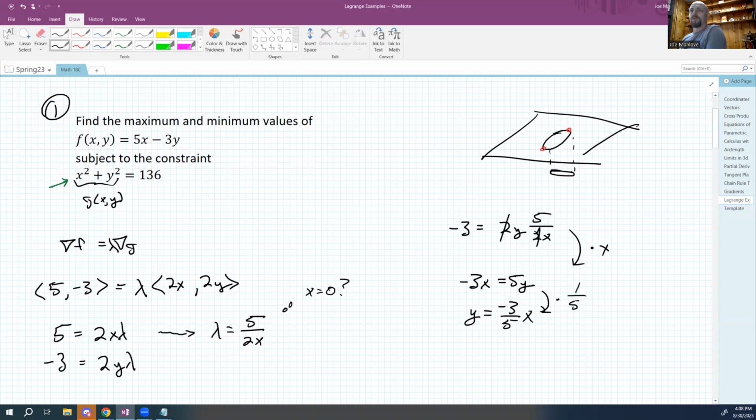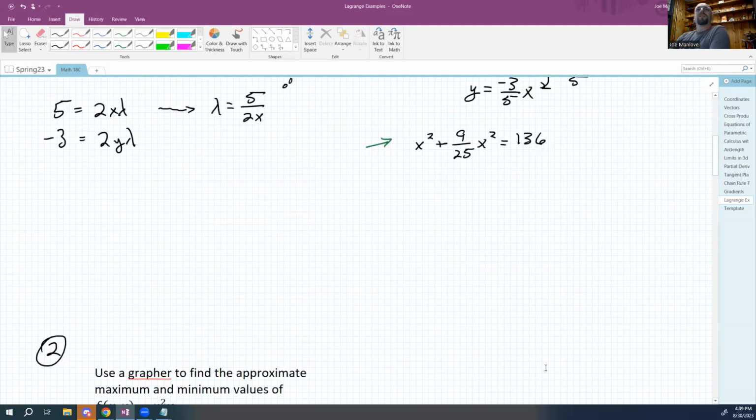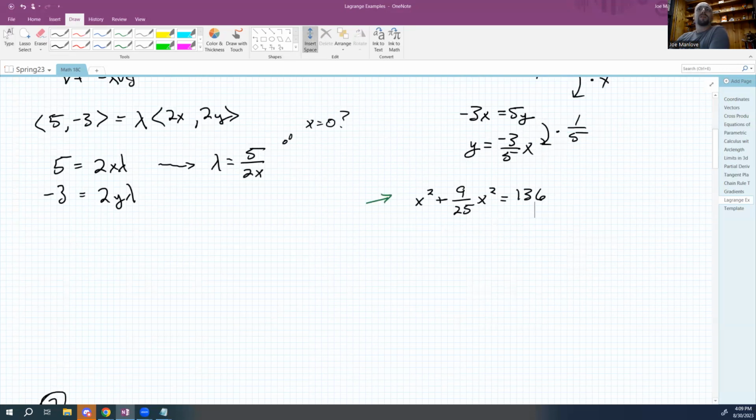Multiply by 1 over 5 there. So I'm going to get y is... oops, what am I doing? I need to plug that in the constraint. So we're going to go back over to our green, our constraint, and we're going to say that means I get x squared plus 9/25 x squared is equal to 136. Okay.